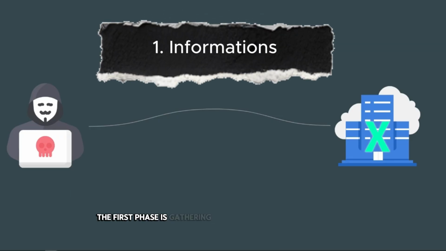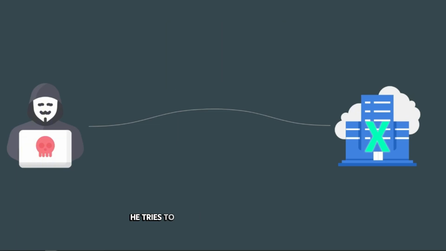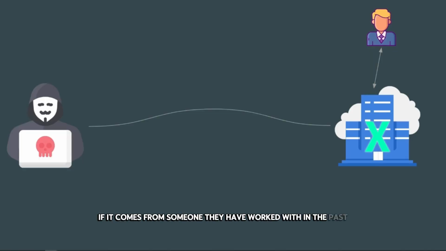The first phase is gathering information about the company and its clients. In this phase, he tries to collect as much data as possible that can later help him compose a convincing email. For example, if he finds the names of clients and people the company cooperates with, it means that he will be able to use them for the email. The targeted company will trust an email more if it comes from someone they have worked with in the past.